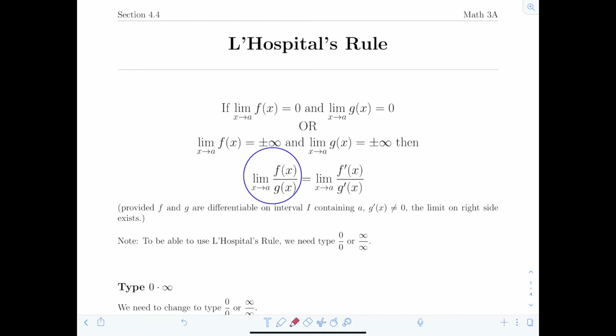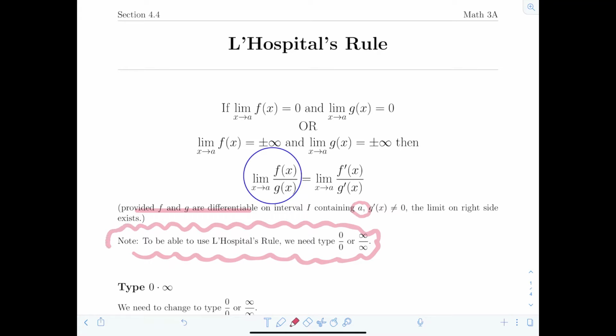Now this is provided that f and g are both differentiable, their derivatives have to exist on an interval I which contains a, where x is approaching, and that g prime of x does not equal 0. So keep this in mind that in order to be able to use L'Hopital's rule, we need an indeterminate form of the type 0 over 0 or infinity over infinity.